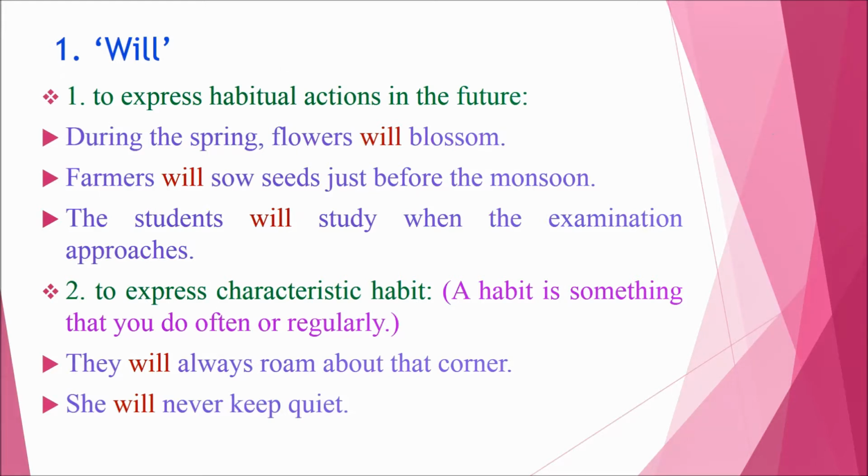Will is used to express habitual actions in the future. Now let's see some example sentences. During the spring, flowers will blossom. Farmers will sow seeds just before the monsoon. The students will study when the examination approaches.